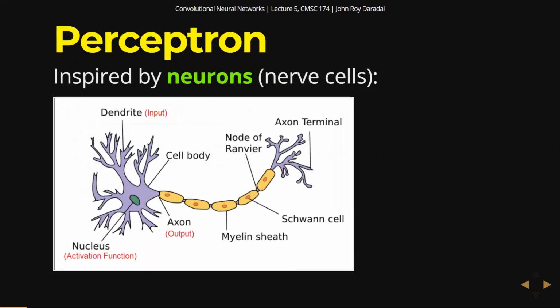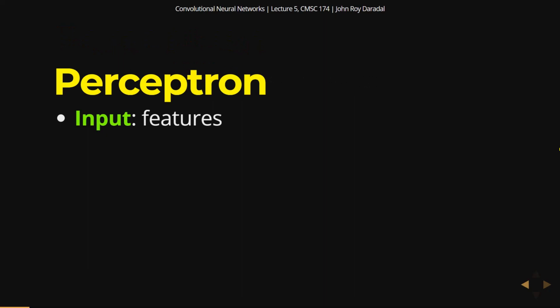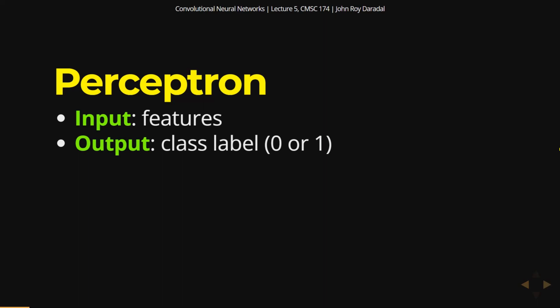Okay? Now, perceptrons are inspired by neurons, or the nerve cells in the human body. So for the input, you have the dendrite. The nucleus acts as the activation function, and it decides whether to fire the signal, okay? And then the axon will process the output, okay? So perceptrons are inspired by neurons. So for the perceptron, it receives features as the input, and then for the output, of course, the class label, which is either 0 or 1, because again, this is only a binary classifier.